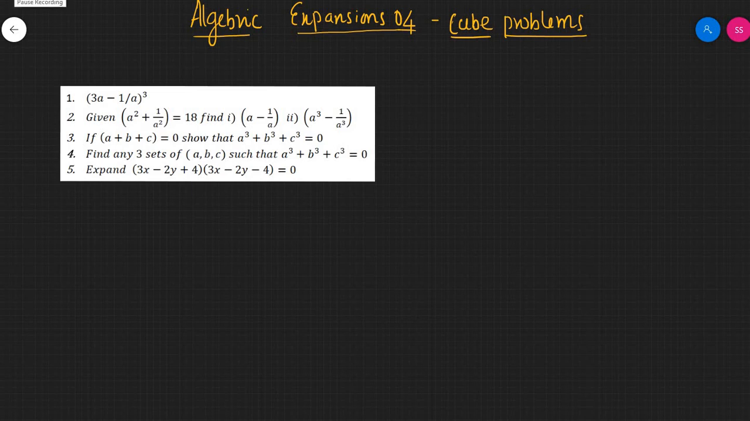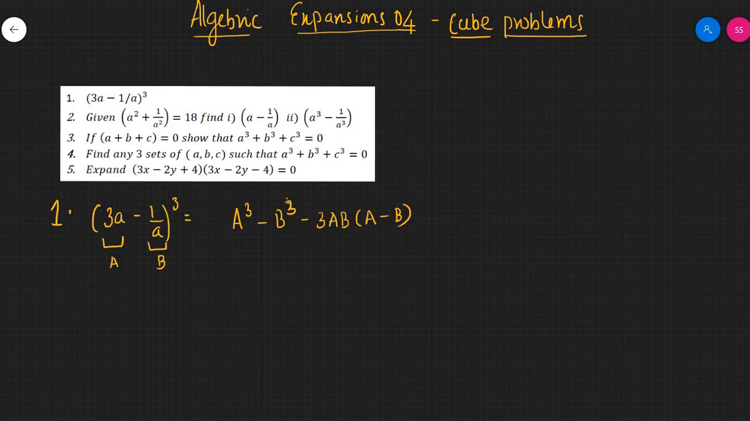Welcome to the fourth video of algebraic expansion. In this video we are going to look into some problems using the expansion for cubes that we saw in the last video. I would urge you to try to solve each problem by yourself, and then you can check the answer. We will do the first problem, so please pause the video and try to do the problem yourself.